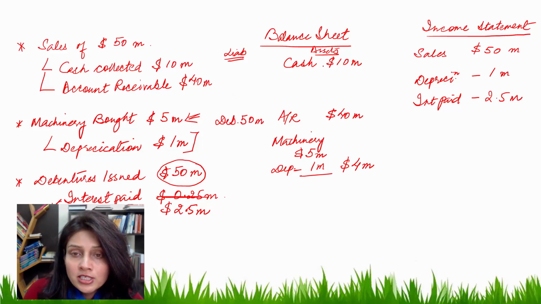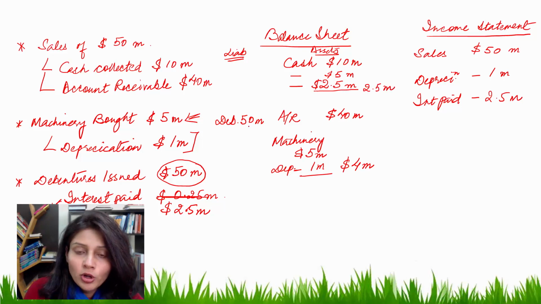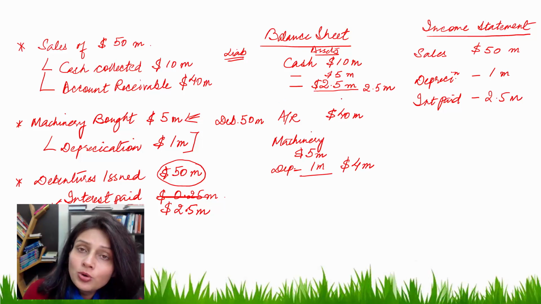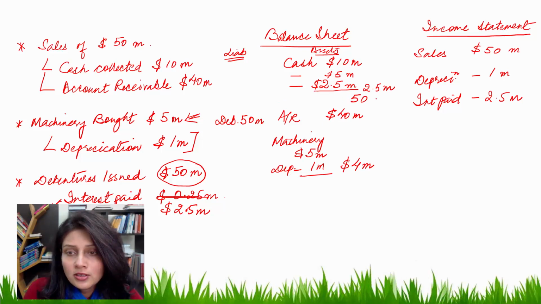We also have cash disbursal here. First when machinery was bought for $5 million, and later on for the payment of interest for $2.5 million. Which brings it to $2.5 million. And we also add the cash that has been received via the issue of these debentures, which is 50 million.